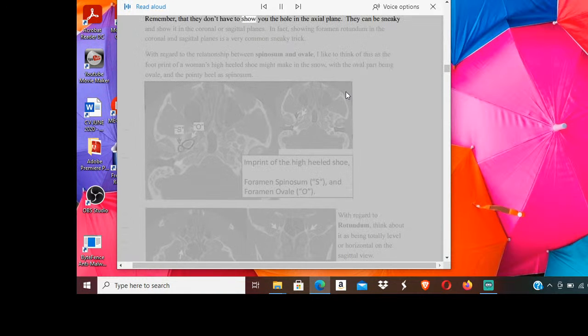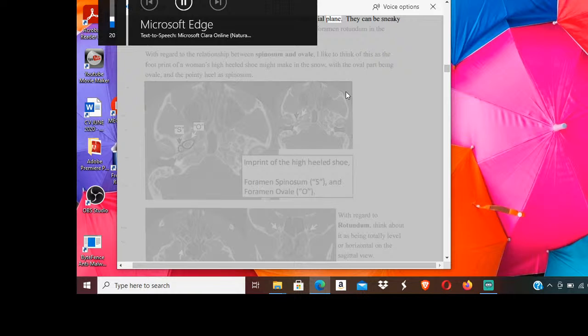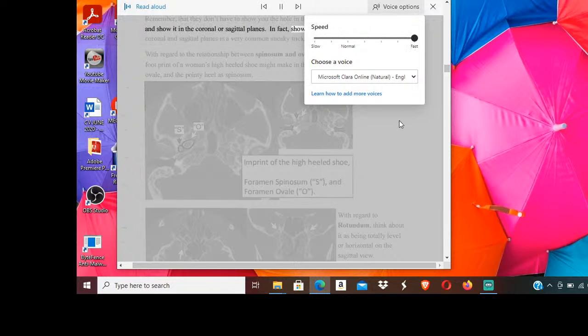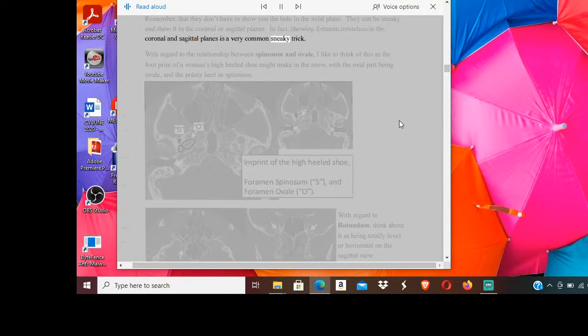Remember that they don't have to show you the hole in the axial plane. They can be sneaky and show it in the coronal or sagittal planes. In fact, showing foramen rotundum in the coronal and sagittal planes is a very common sneaky trick.